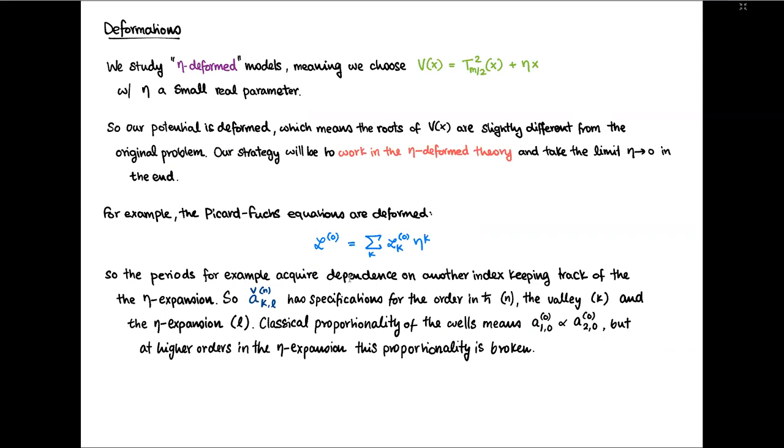The periods acquire another index to keep track of the order in the eta expansion. So now I have a really awful looking object like this, and it has the following specifications. It has the order in H bar, which is given by the superscript n. It has a dependence on the valley we're looking at. In a genus G surface, you're going to have G valleys, so K specifies the valley. And the order in the eta expansion is kept track of using L. Now, classical proportionality.